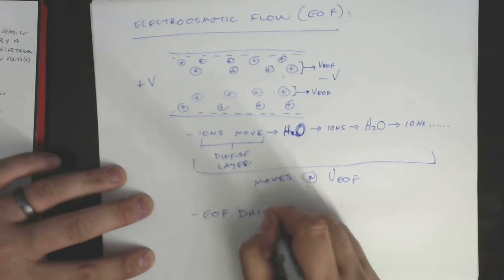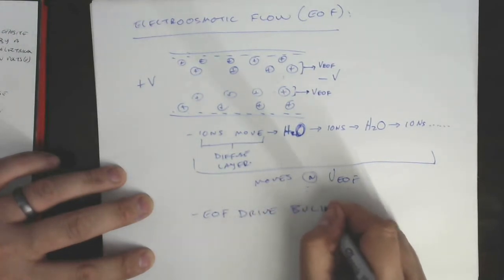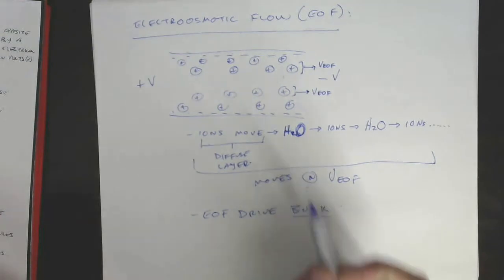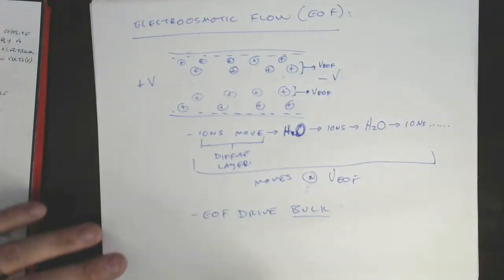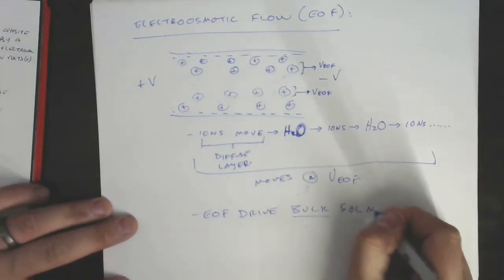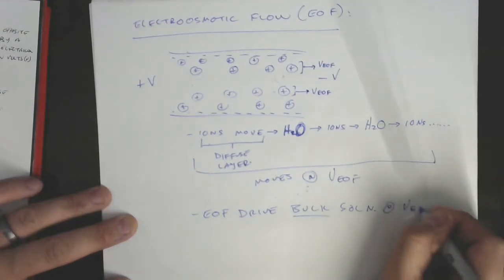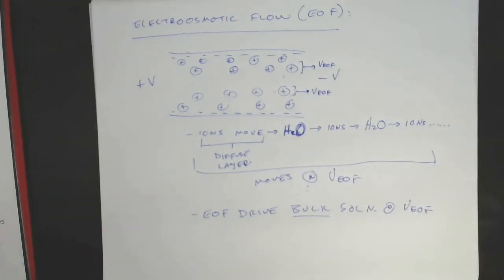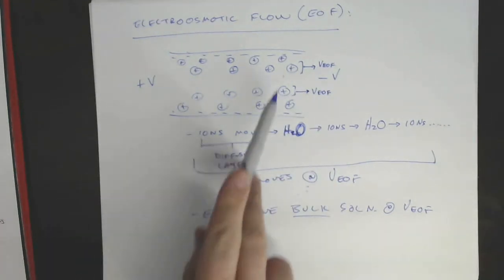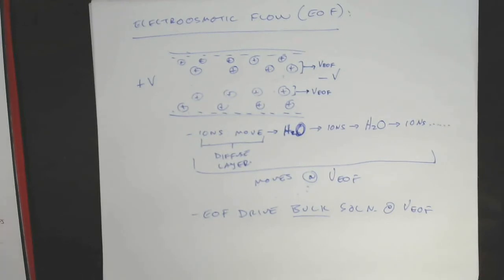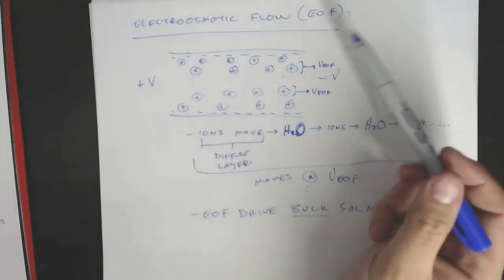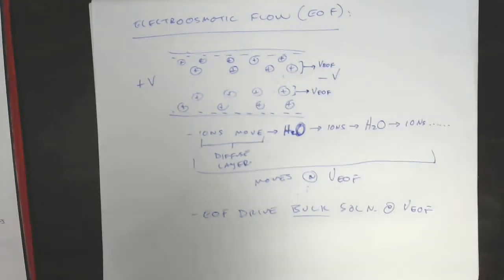drives the bulk solution, that is all of it, everything stretching from wall to wall, the whole thing moves at velocity EOF. Okay, that's the net result of applying a potential in an environment with an electric double layer. So let's just finish up this discussion of electroosmotic flow by describing mathematically, or at least quantitatively, how we get to V EOF.